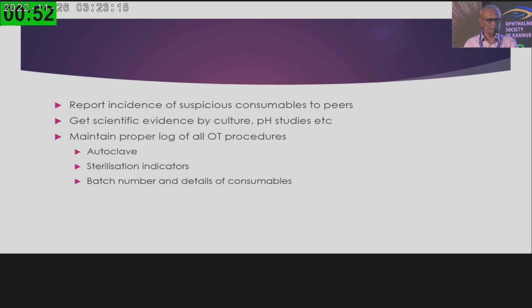You need not get a printout. Even for the ordinary autoclave, you can use a log: when you have started it, what is the temperature, and what is the holding time. All those things can be recorded in a book, which will be of very much use. All the sterilization indicators have to be kept properly and documented properly, and the batch number and the details of all the consumables should be recorded properly and kept in your OT register.